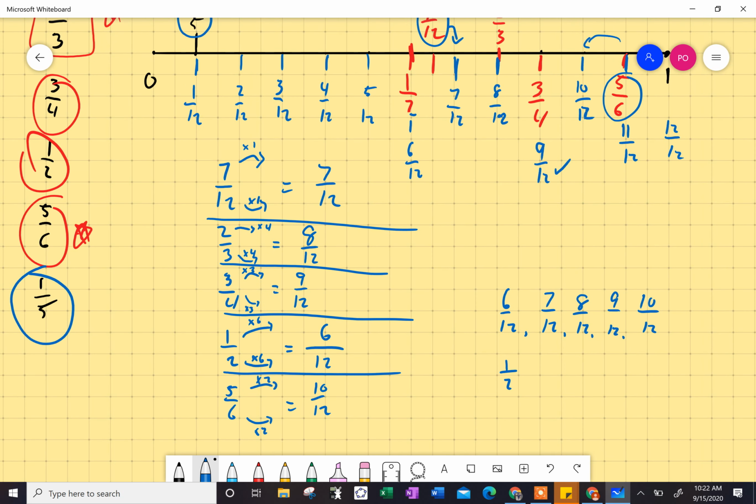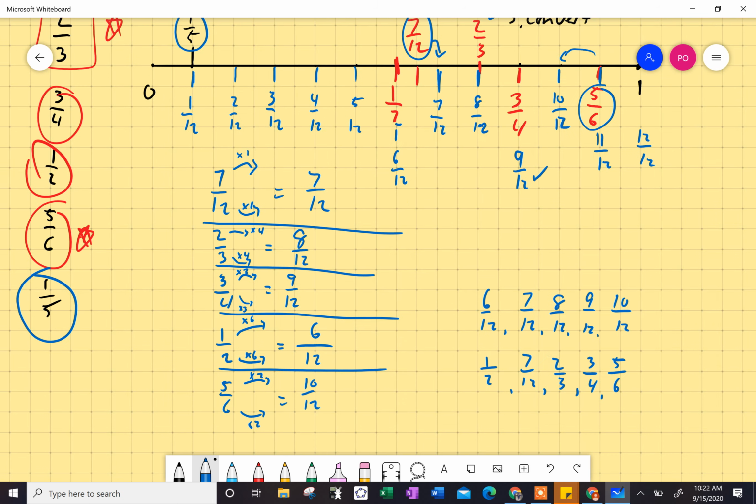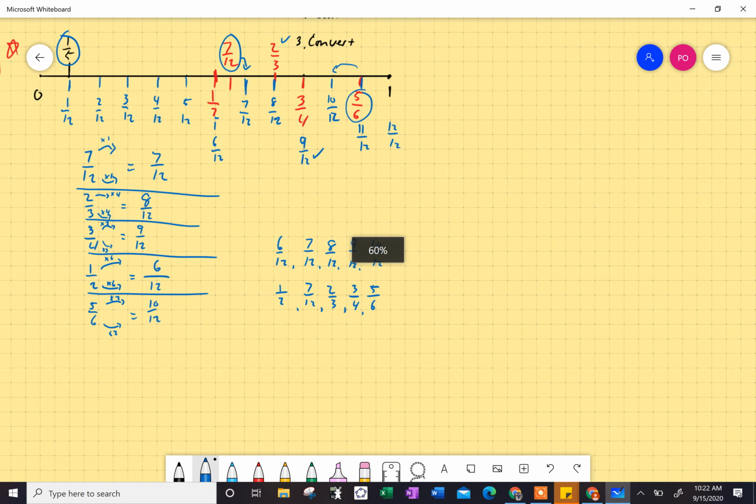7 twelfths was 7 twelfths. 8 twelfths was really 2/3. 9 twelfths was really 3/4. And 10 twelfths was really 5/6. And if you're wondering why that works, I'm going to show you. I'm going to show you using the 1/2.